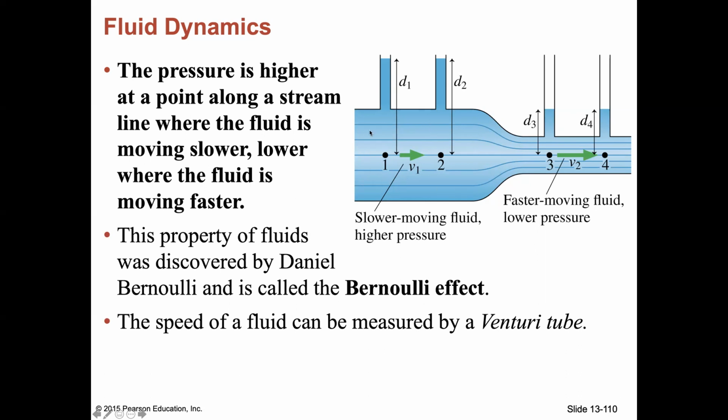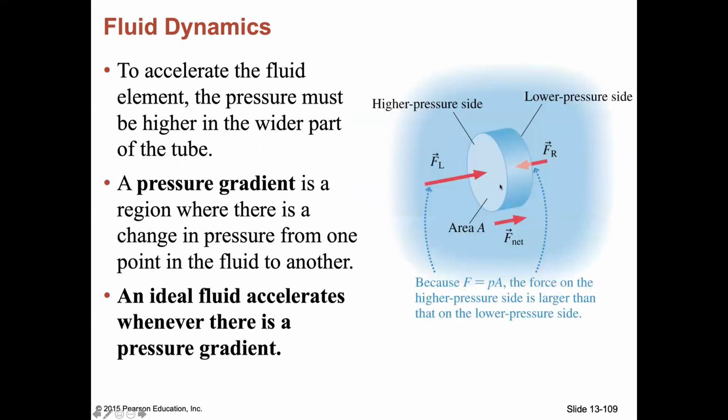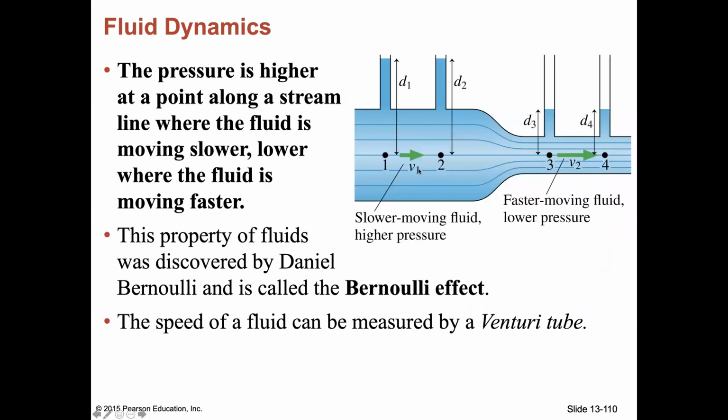So for example, in this tube, we know at the left side, it's wider, and here it's narrower. So the speed at the narrower part is faster. And then we know, based on this analysis, at the low speed side, which is the wider side of the tube, the pressure should be higher, and on the other side, the pressure should be lower. Then it results in the pressure difference.